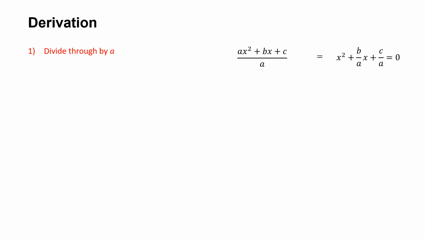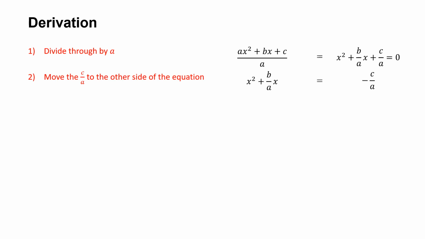So we start off with a quadratic equation in standard format, which is ax squared plus bx plus c. And our first step is we want to divide through by a. So when we do this, well, the ax squared term, the a's get cancelled out, so we're left with x squared, and then we have a plus b over a times x term, and then we have a plus c over a term, and then we set that equal to 0.